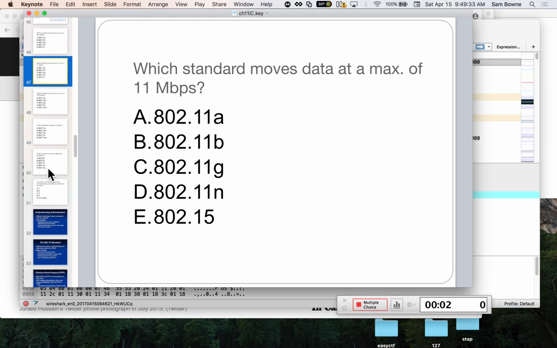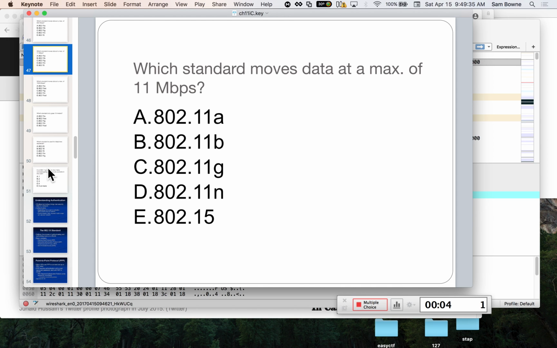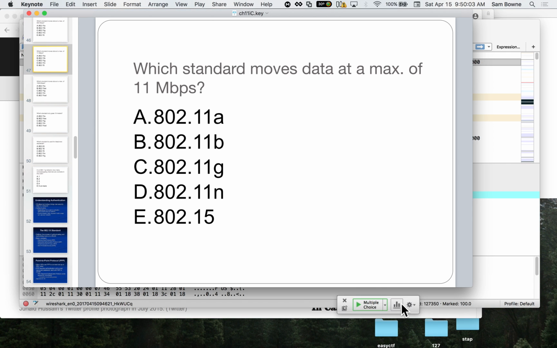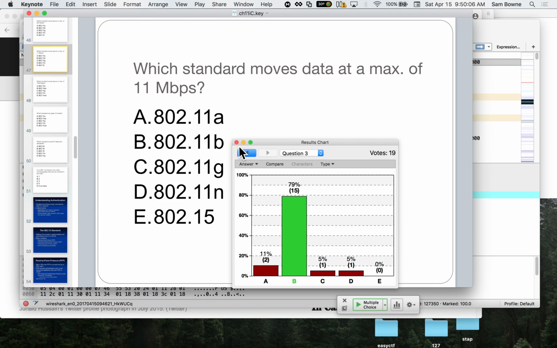Which one goes at 11 megs? Not all that popular anymore because this is a pretty unimpressive number by modern standards. All right, and that's 802.11b, the first really big hit in the marketplace.